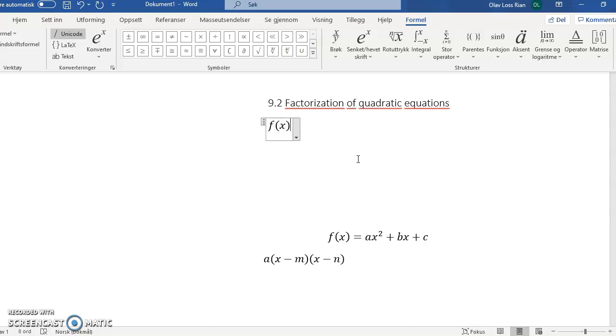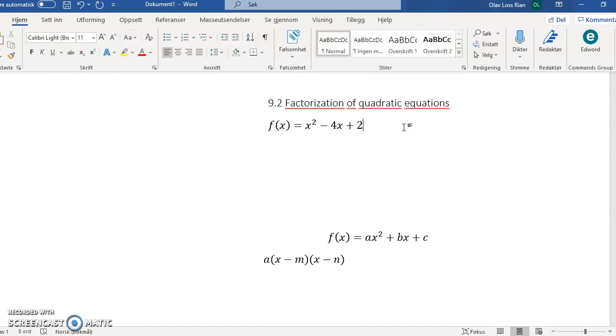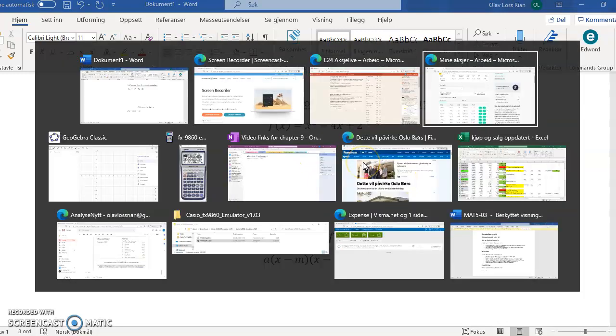f of x equals x squared, we'll put that in right afterwards, minus 4x plus 2. Right? And you want to factorize that. It's a difficult way to do it, or we can use the calculator to help us. And I'll show you how to do that.